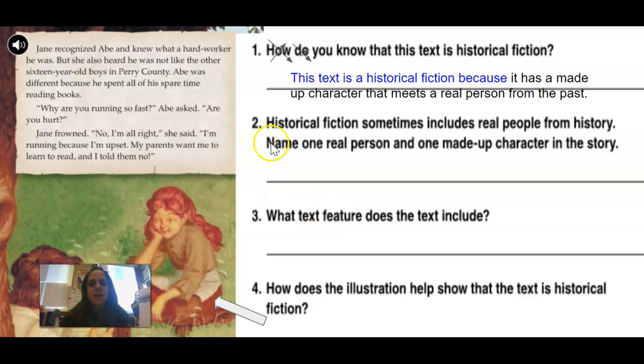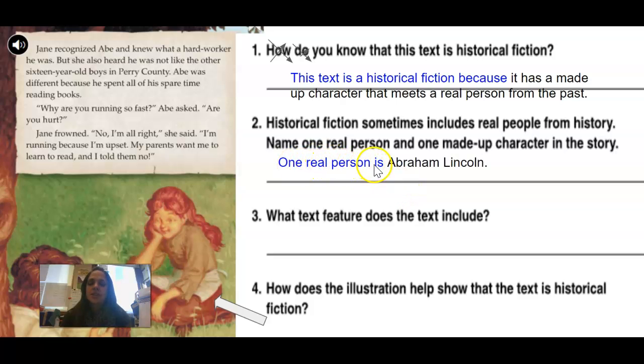Number 2, historical fiction sometimes includes real people from history. Name one real person and one made-up character in the story. Okay, so I have to restate this question. What does the question want me to do? It wants me to name one real person and one made-up character in the story. So I'm going to start my sentence. One real person is, one made-up character is.